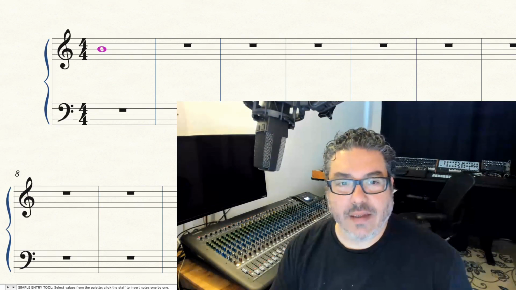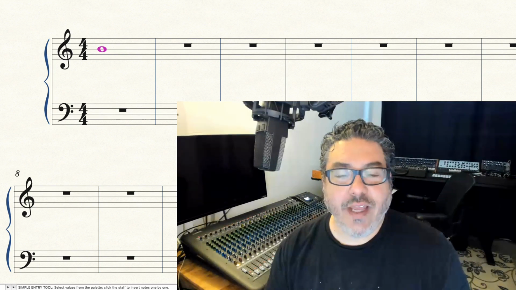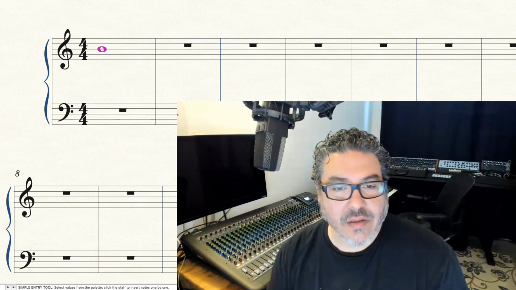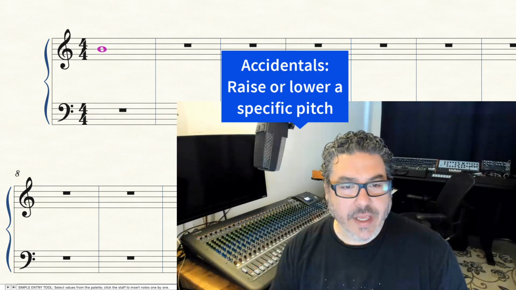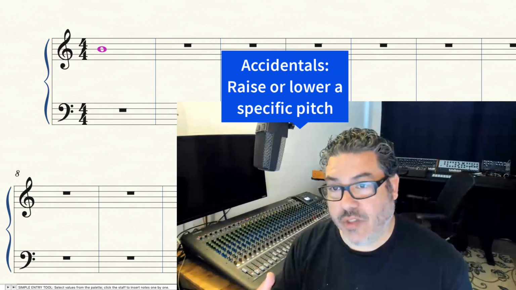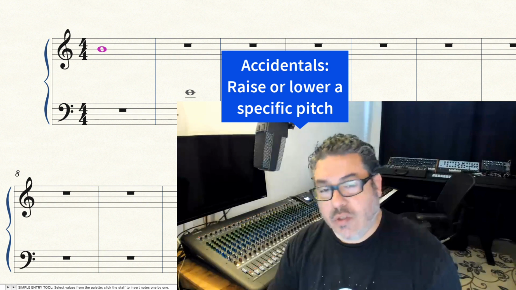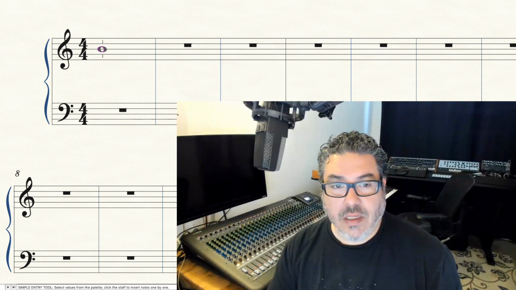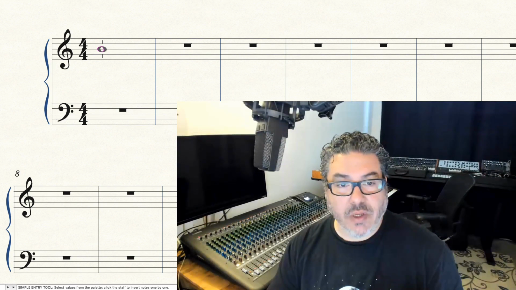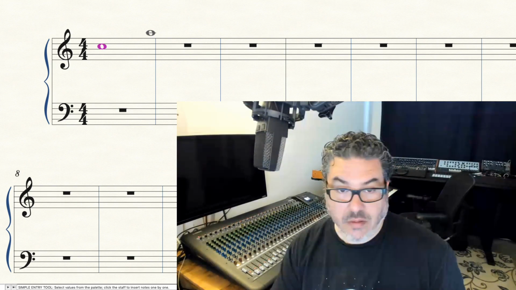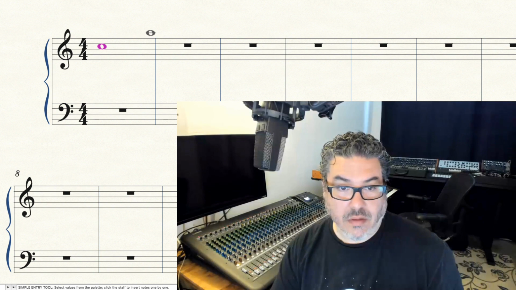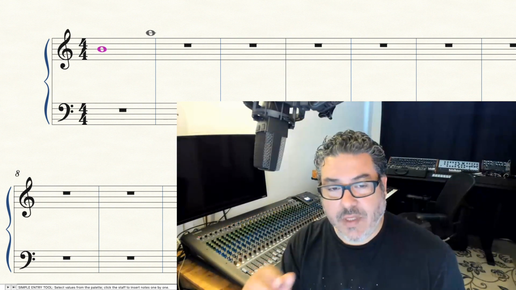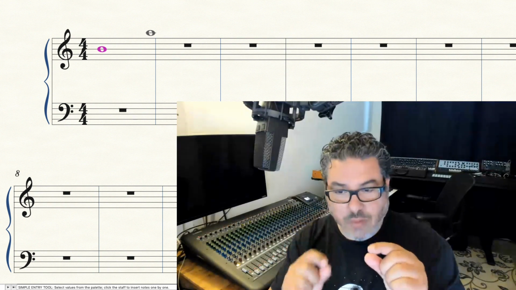All right, we're back with our good old buddy Finale. So what I want to do is go over accidentals now. Accidentals are ways to raise or lower a pitch. So what we know so far is that a note like B is a tone, and if we want to go higher, we raise or lower according to the musical alphabet. And these symbols will go up with pitch or down with pitch.